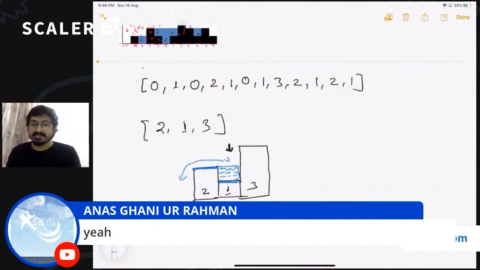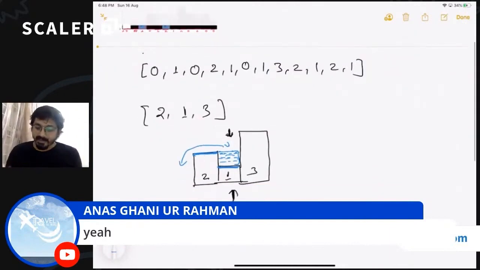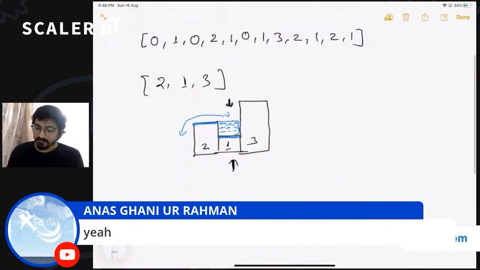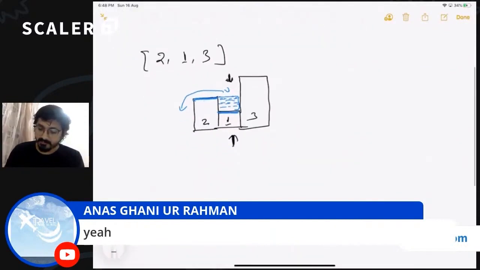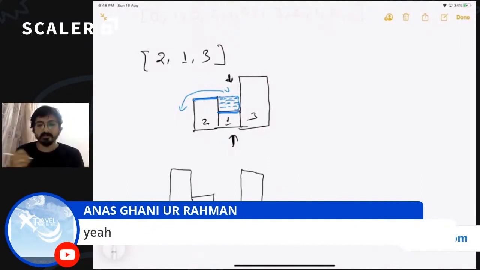Okay. Let's change the example. Let's add some more bars here. Initially we have this configuration where we have bars of size 2, 1, and 3. Now I'm going to add one more bar on the left side, and this bar is also of length 3. Now how much water will be trapped above this bar? Is it still going to be 1, or now will we have some more water here? Yes, it's going to be 2 this time.